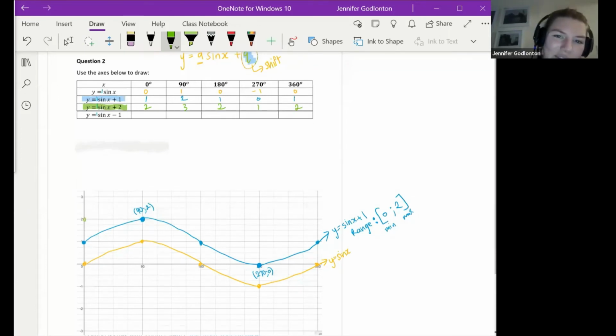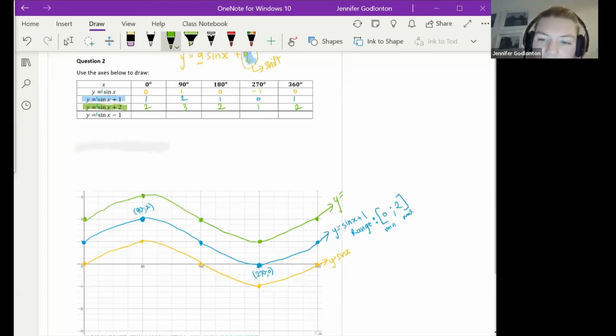Okay, so we're going to have 2. We're going to go up to 3. We're going to go back to 2. We're going to go down to 1. We're going to go back to 2. And so we get again the exact same graph. The shape should be exactly the same. But from this graph to that graph, I have added 2. I have shifted up 2. That's what that plus Q value is telling us. We're shifting up 2. That's all it's doing.